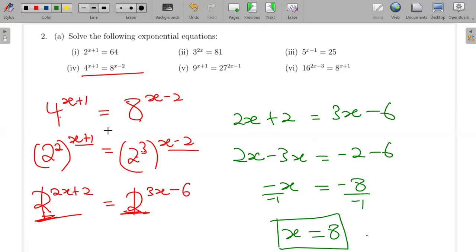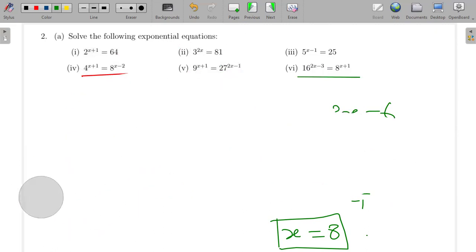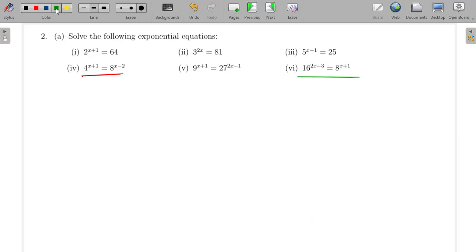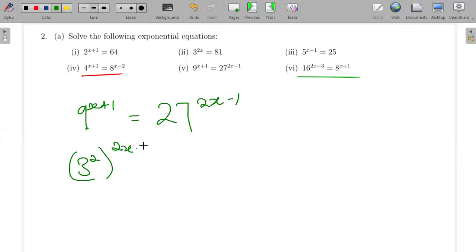Okay, so the technique that we've used here is the same one that we're going to be using here and there. So let's do question 5. On 5, we have 9^(x+1) = 27^(2x-1). So this 9 is the same as 3 squared, and then I put (x+1) here. And 27 is the same as 3 to the power 3, and then (2x-1).